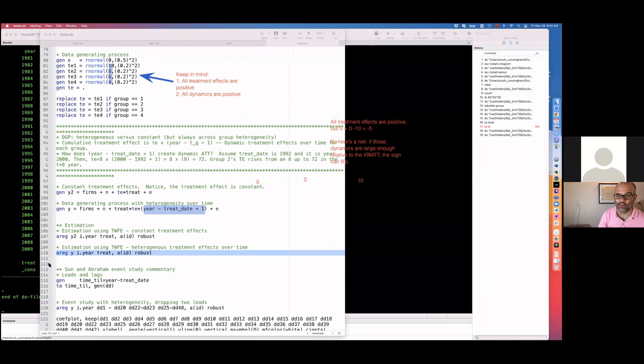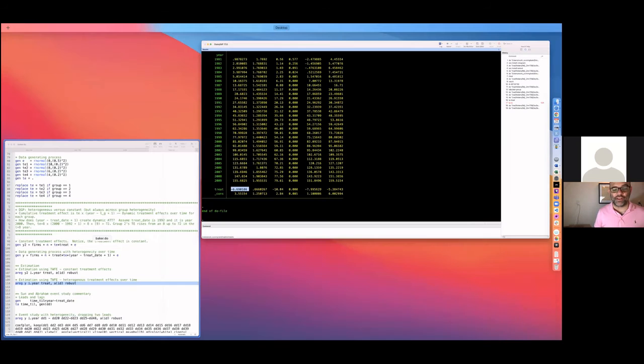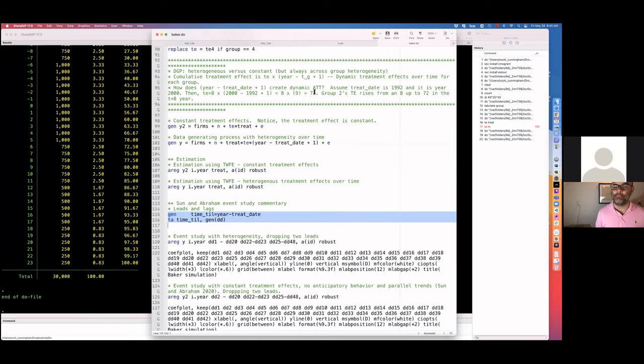Negative 6.69. We know that the treatment effects are positive because we mechanically built it to be positive. But the problem is two-way fixed effects will take weighted averages over all those individual 2x2s. And if there are any dynamics in the treatment effects over time, then it will skew that calculation. Let's look at this a little bit more carefully.